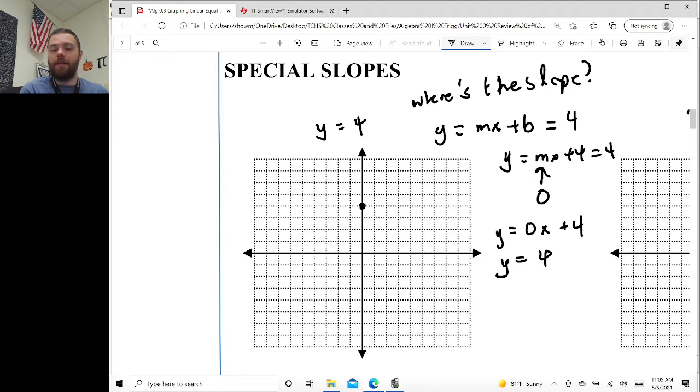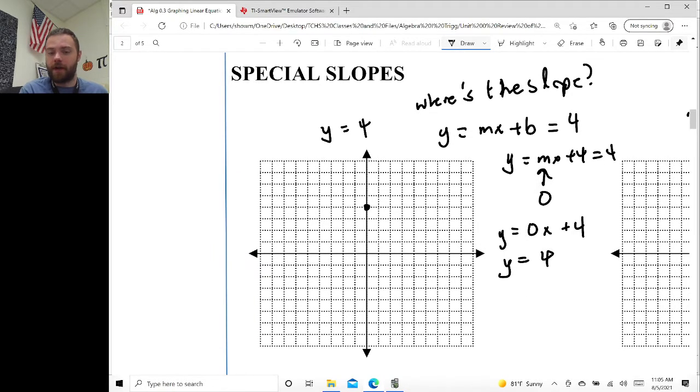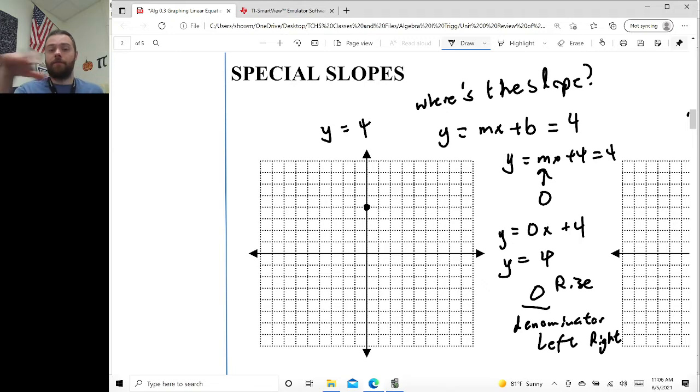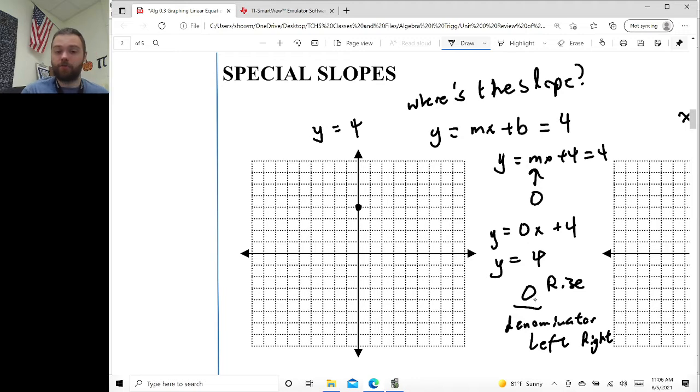So what that means is, doesn't matter what the denominator is of the fraction. So 0 over some denominator or some number. That means we rise none, okay? And we go left and right continuously, okay? So whenever you get y equals a number, it's just a straight horizontal line, okay? It just stays at 4. So this is what it looks like, right? It's telling us to rise none, okay, and go left.